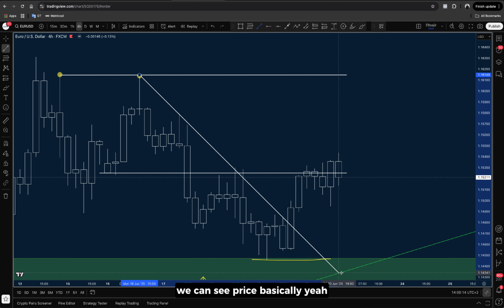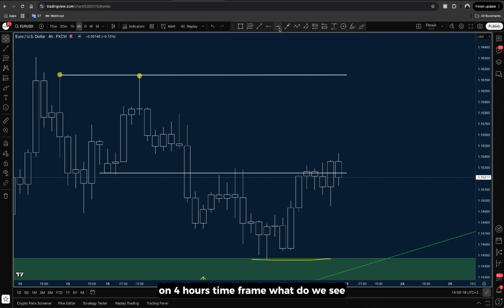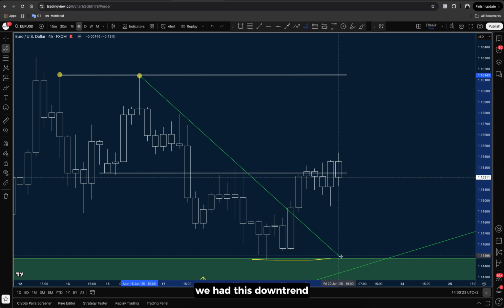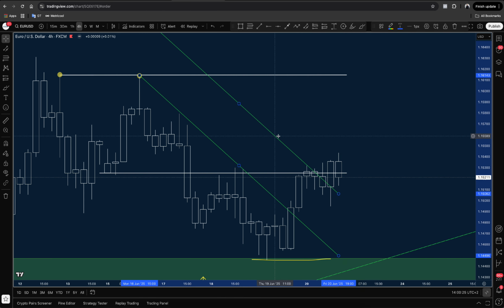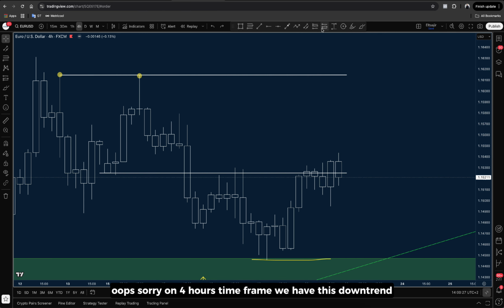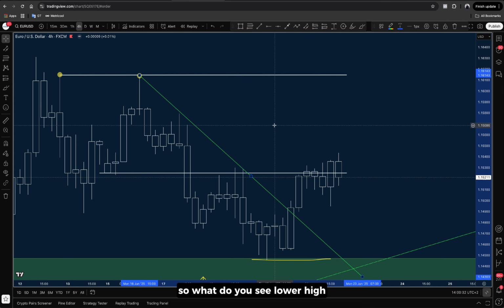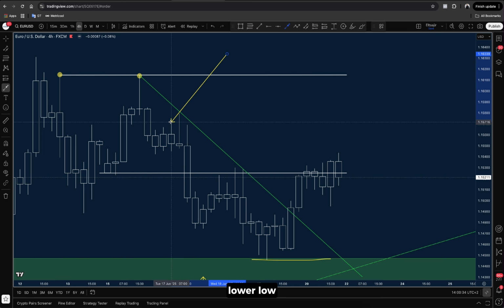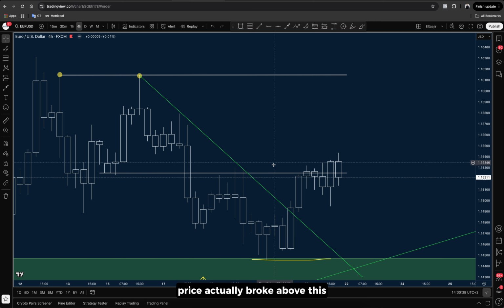Okay, we can see price basically, yeah. On the 4 hours time frame, what do we see? We had this downtrend. Oops, sorry. On the 4 hours time frame, we have this downtrend. So what do you see? Lower high, lower low, lower high, lower low, lower high, lower low. Price actually broke above this area. So on the 4 hours time frame, we are actually in an uptrend.